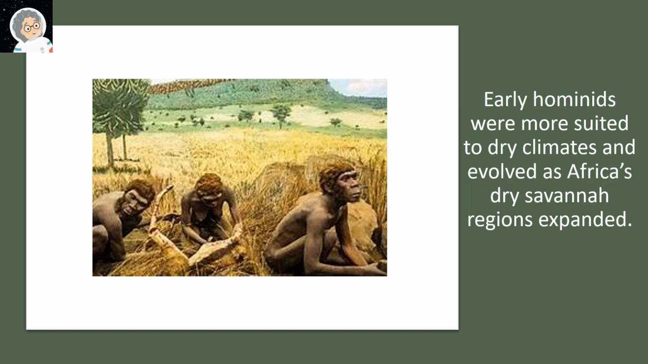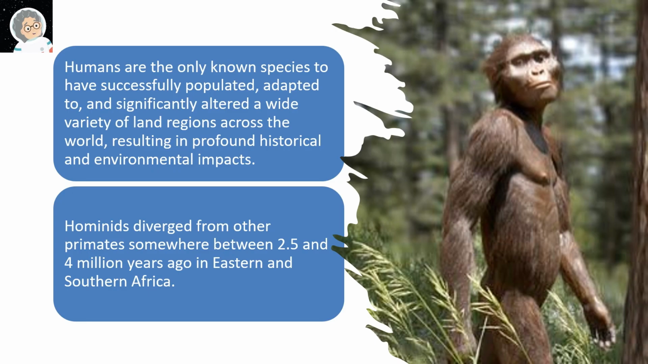Early hominids were more suited to dry climates and evolved as Africa's dry savanna regions expanded. Humans are the only known species to have successfully populated, adapted to, and significantly altered a wide variety of land regions across the world, resulting in profound historical and environmental impacts. Hominids diverged from other primates somewhere between 2.5 and 4 million years ago in eastern and southern Africa.